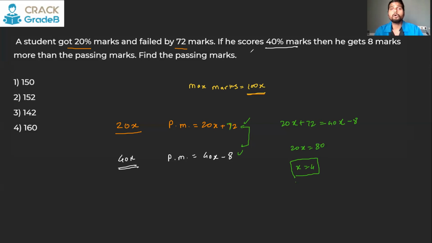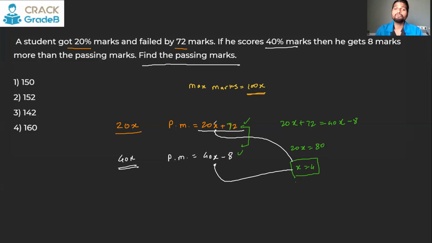After that, whatever is asked, accordingly you have to act. In this case, what is asked is to find the passing marks. So you can put x is equal to 4 here or here because both are passing marks. If you put x is equal to 4 here, it is 20 into 4, 80 plus 72, that is 152. Or if you put here 40 into 4, 160 minus 8, that is 152. Anywhere you can put, the answer is going to be 152.